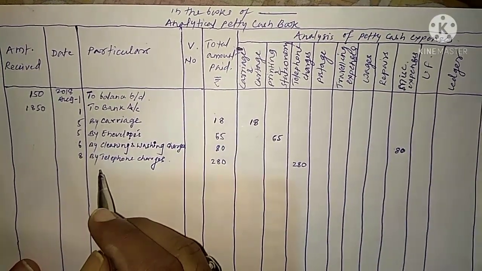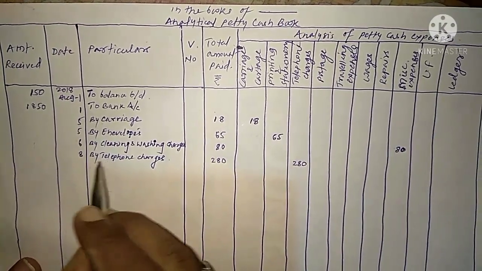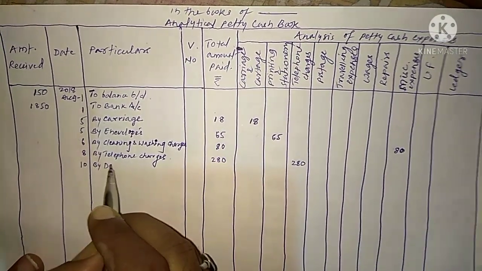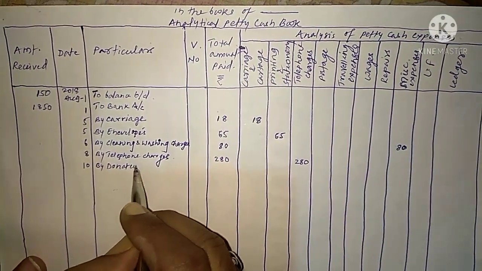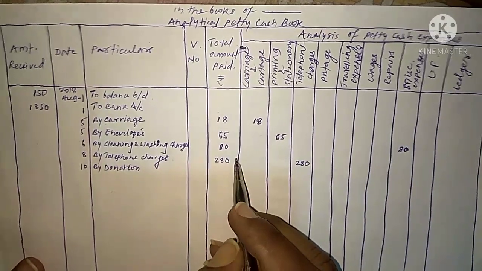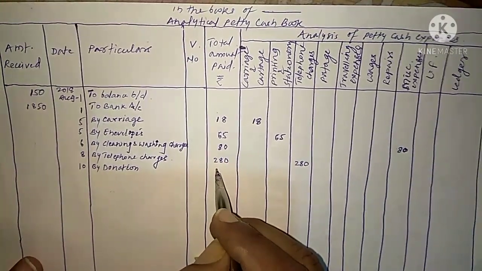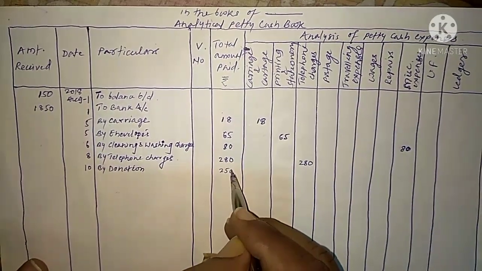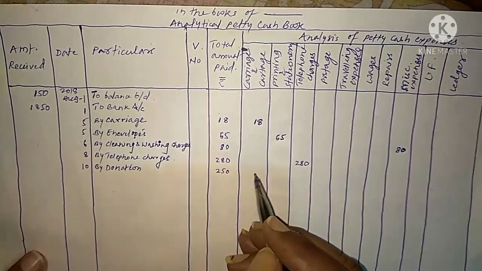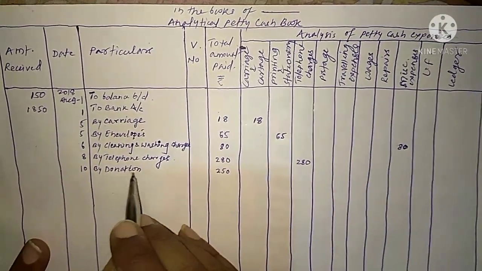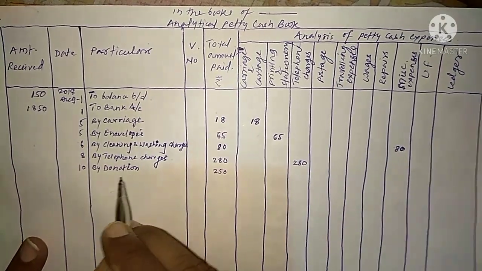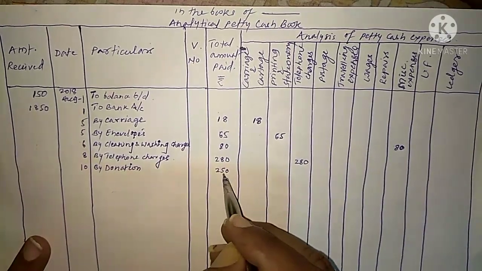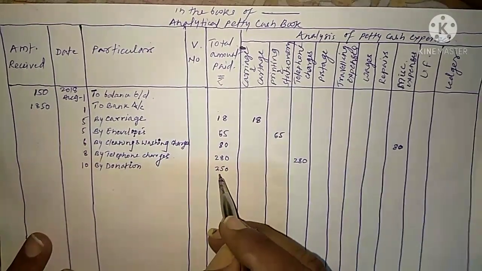And next transaction on 10th August, paid for donation. By donation in total amount paid column, that is 250. And for donation, no other accounting head is there. So for donation we have to write this 250 to the miscellaneous expenses or sundry expenses accounting head, 250.